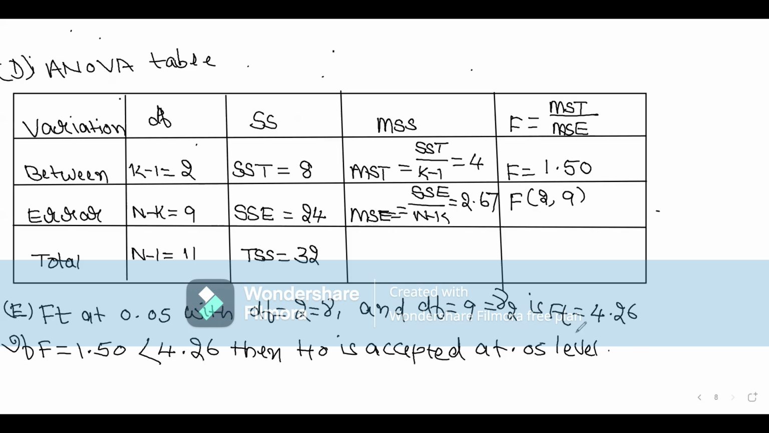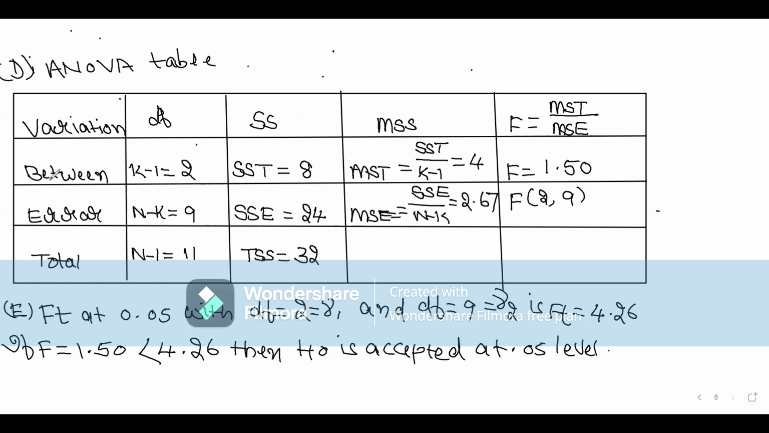Look here, the ANOVA table. Very, very important. You write this table. The examiner gives a lot of marks for this. By looking at the table, he will award marks. Look here, ANOVA table. In the first column, variation. Then degrees of freedom, SS sum of squares, MSS mean sum of squares, and F ratio. MST divided by MSE. Now we enter the values here.